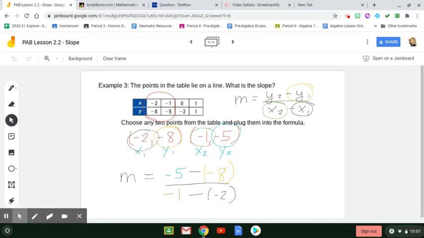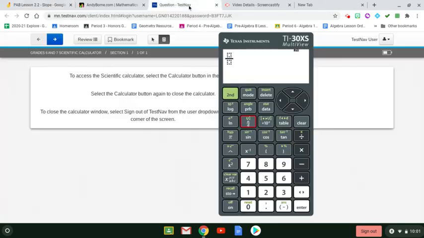Okay, so basically what I'm going to do is get my calculator. I'm going to push the fraction button. Whoops, let me clear out what I have. I'm going to push my fraction button, and I'm going to type in -5 minus -8. And then on the bottom, I'm going to type in -1 minus -2. Hit enter. Once you do that all completely, no work needed, boom, you get your slope.